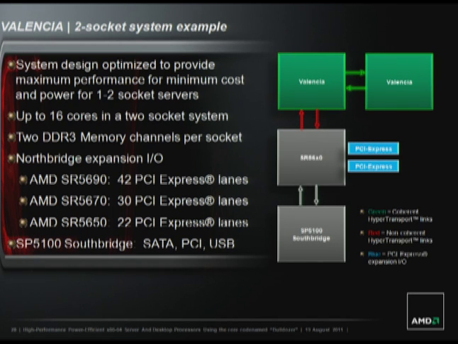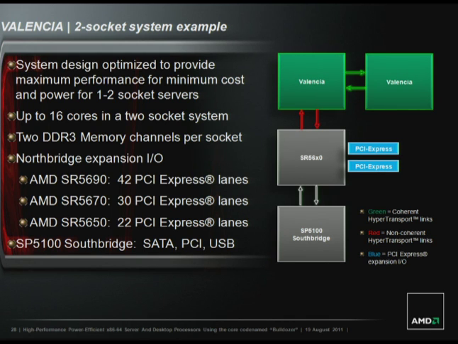Let me show you. Here's a typical system diagram you might have for a two-socket system. HyperTransport links here, HyperTransport links to the chipset, PCI Express hanging off your chipset. With the eight-core Bulldozer die that we're delivering, this gives you up to 16 cores in a two-socket system. Valencia is meant to be very power, cost, and area efficient. So if you're building something very small and dense but need a server-quality 4000 series CPU, this is what Valencia will give you.